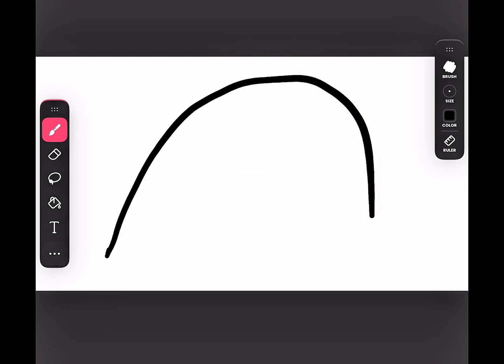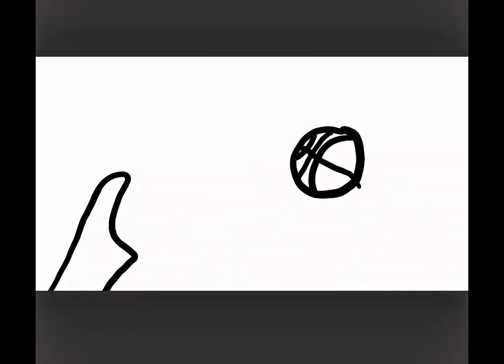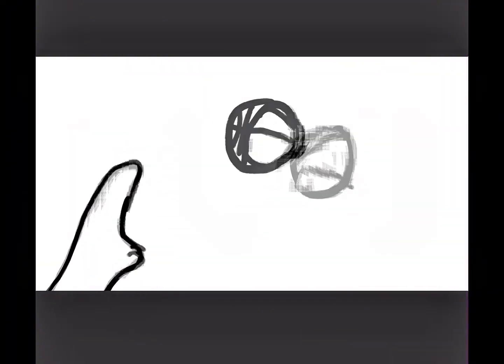Now let's talk about arcs. Almost everything in animation moves in an arc instead of a straight line. Think of a basketball being tossed. It curves up and then curves down because of the gravity.